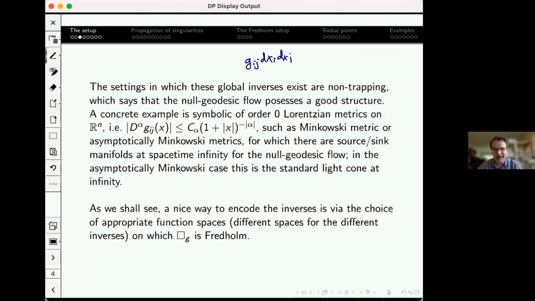Anyway, a nice way in general to encode inverses, or the obvious thing for a functional analyst, which again I am not, is the choice of function spaces. Different spaces correspond to different inverses. When you want to invert an operator, you really have to think what its domain and what its codomain or target space is. And at the very least, one would like to have a Fredholm theory, so that up to finite rank or finite dimensional obstacles you get invertibility.